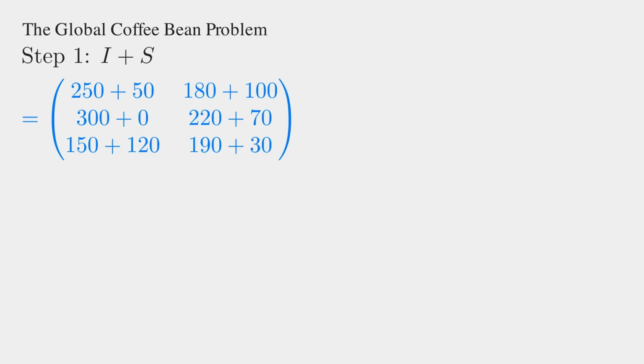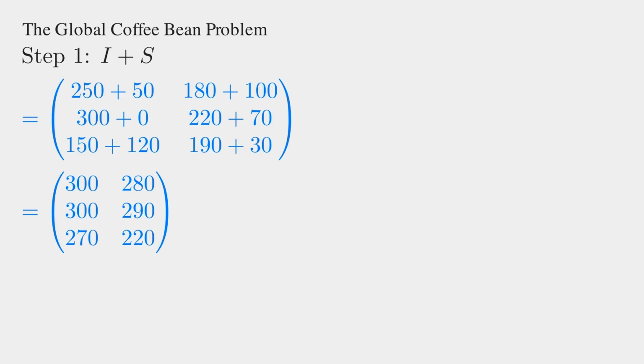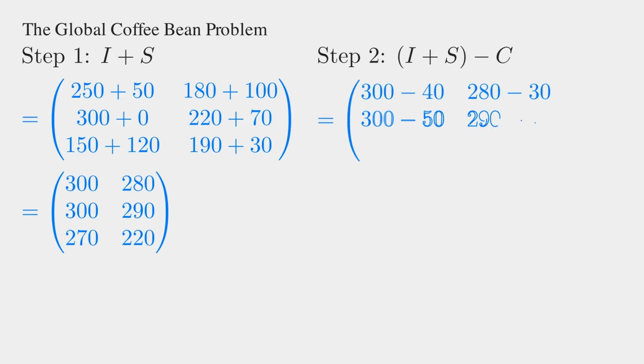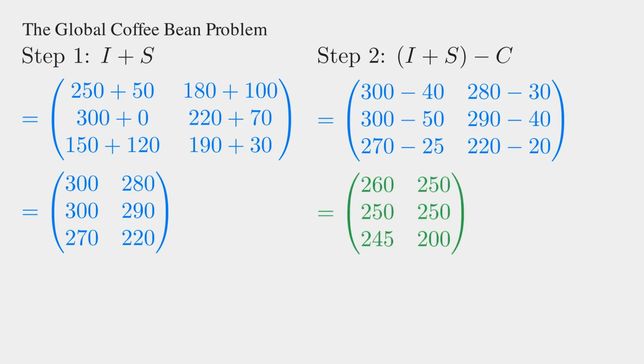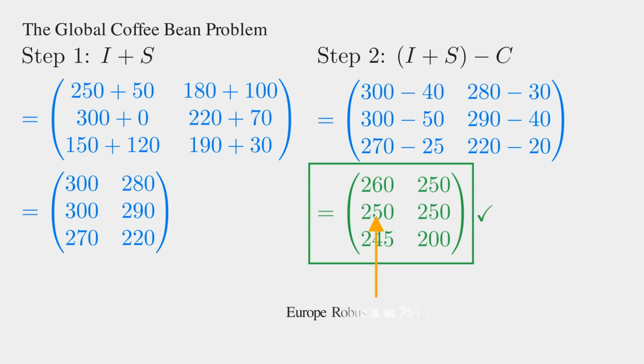First, let's add inventory and shipments. Then we subtract the consumption from this total. And there it is. Our new inventory matrix. North America has 260 Arabica, 250 Robusta. Europe, 250 Arabica and 250 Robusta. Asia, 245 Arabica and 200 Robusta. This concise matrix quickly reveals our global status.